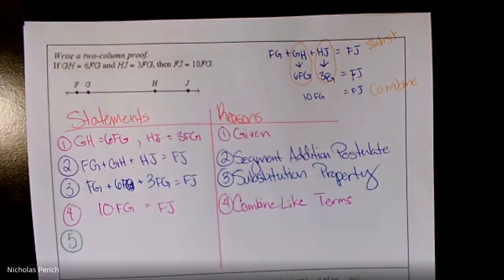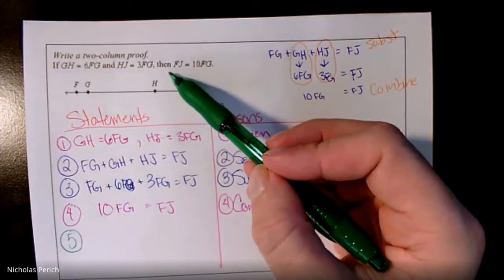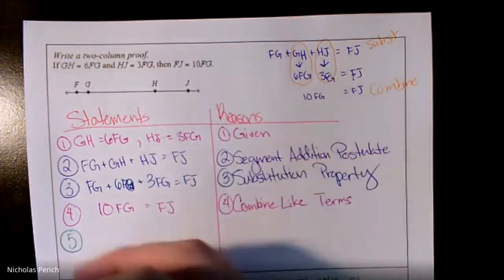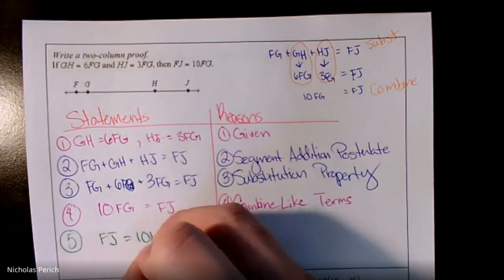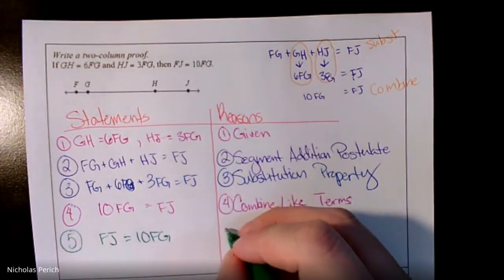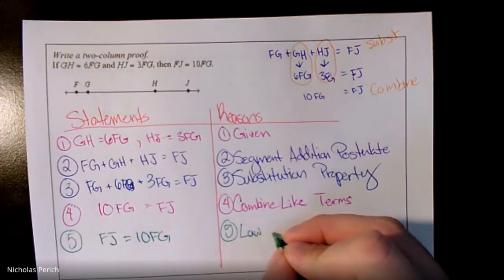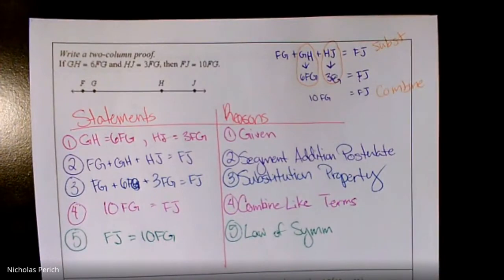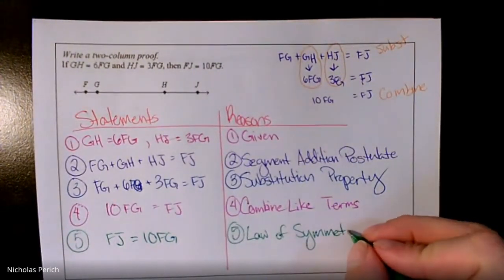This is an added unnecessary step, but because I'm a math teacher, I have to do it anyway. The proof is asking us to find that FJ equals 10 FG. Yes, we did that, but we wrote it backwards. So we have to flip it. FJ equals 10 FG. And that's the law of symmetry. Law of symmetry means if A equals B, then you can write it out as B equals A. Or symmetric property, I guess, could be used too.